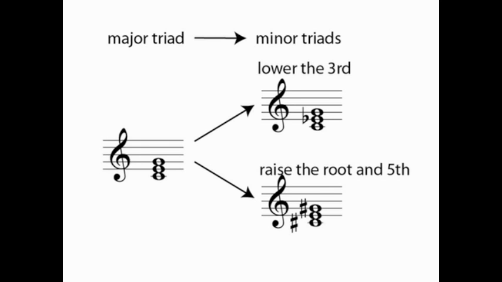So we start with a triad with a major third on the bottom and a minor third on the top. And by shrinking the major third and stretching the minor third, we get the opposite.